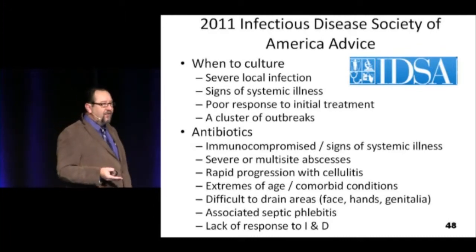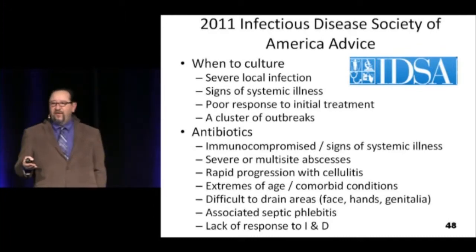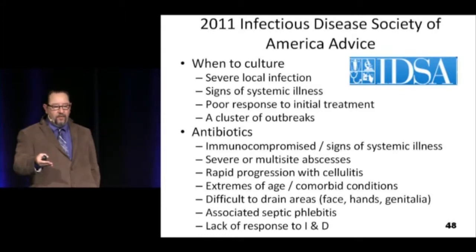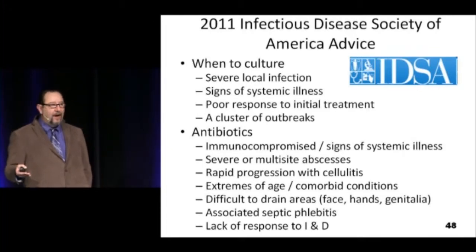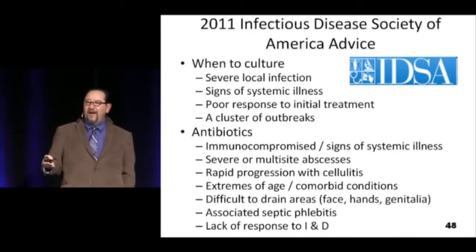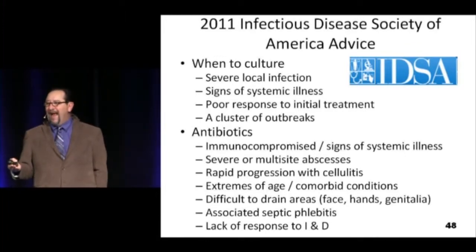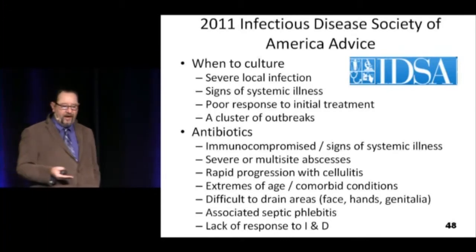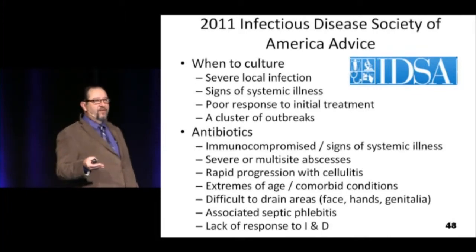When to give antibiotics? There is an extensive cellulitis, an ascending lymphangitis, or they're immunocompromised. Multi-site abscess, rapid progression, extremes of age, difficult to drain areas, so you think your drainage might be incomplete. Associated septic phlebitis, you can't debride a whole vein. So if they've got a septic phlebitis with it and an IV drug abuser, it's not like you can strip the veins of their forearm. They're going to have this source of infection ongoing. So septic phlebitis needs to be treated with antibiotics, as does a lack of response to a previous I&D.